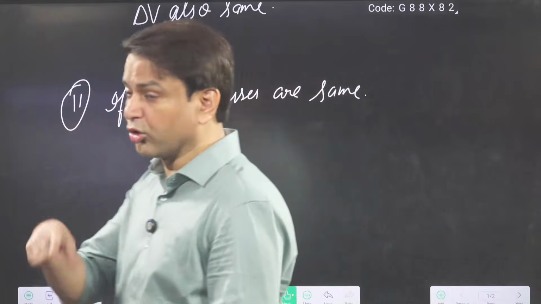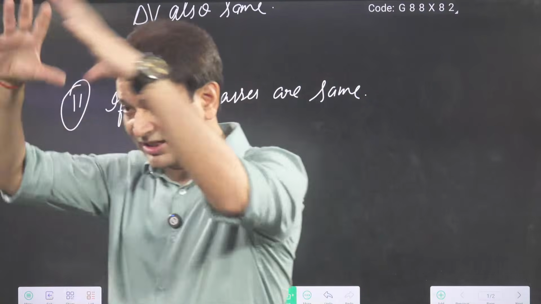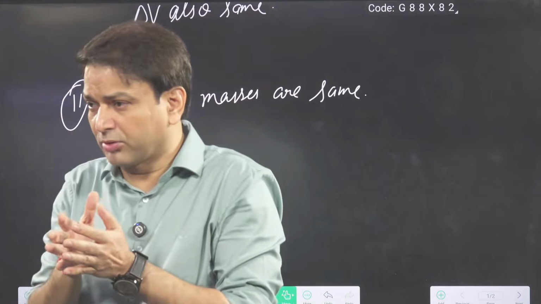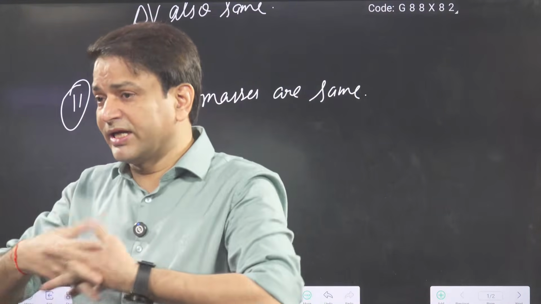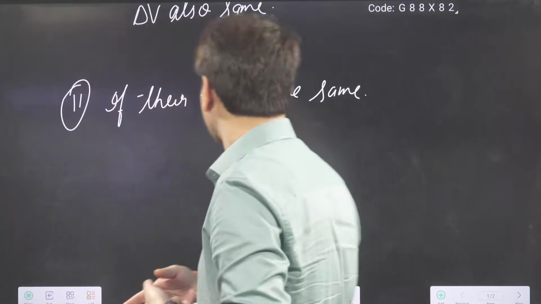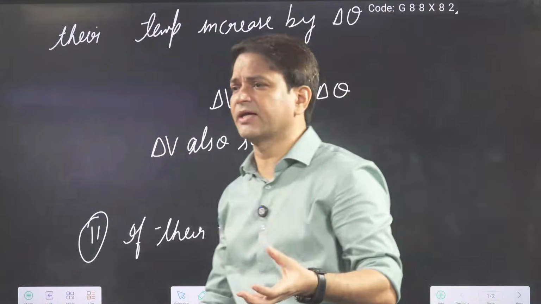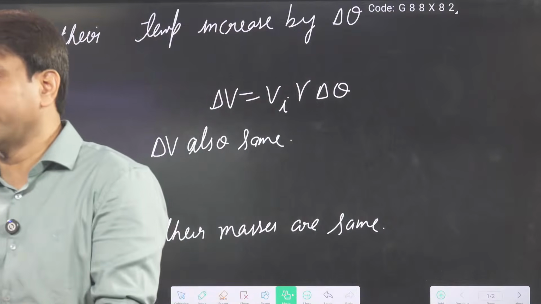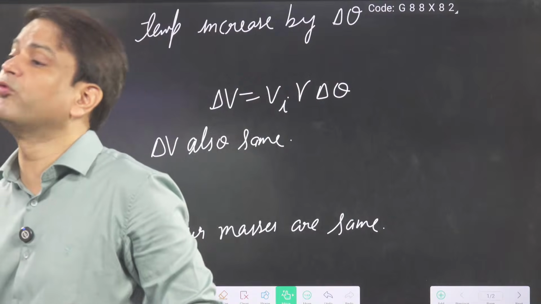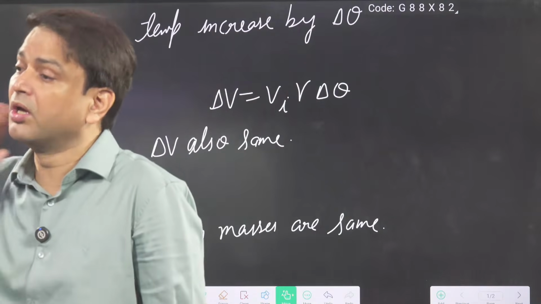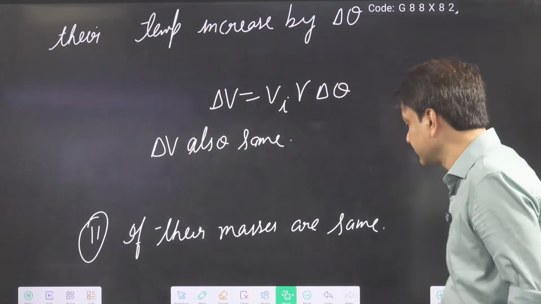Hollow will have more radius, because the hollow has mass only on the circumference, but in the solid, mass is there from the inside to the outside. So the size of the hollow will be more, meaning the initial radius is more. Gamma and delta theta are the same because I gave the same material and the same delta theta. But the initial volume will be more for the hollow sphere. So delta V will be more for the hollow sphere because its initial size is more. Has everybody got it?